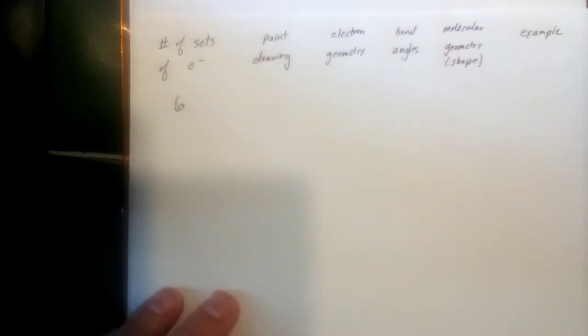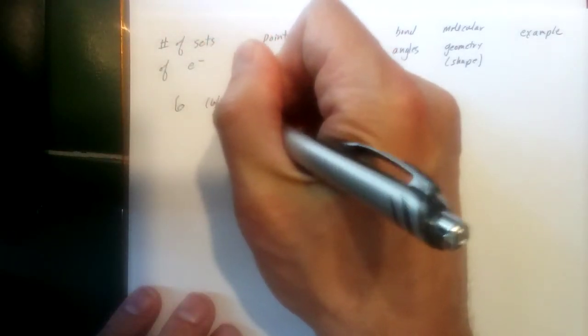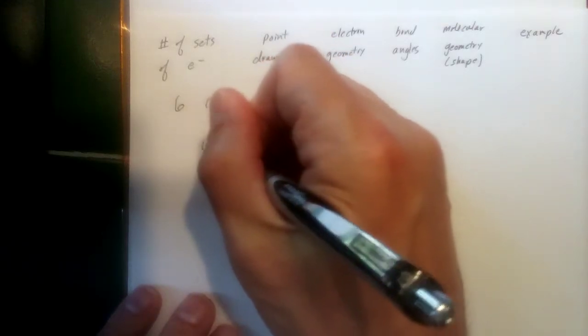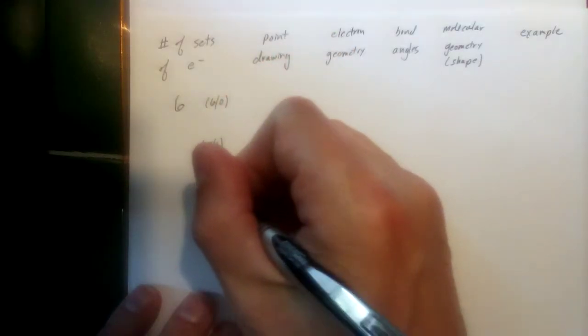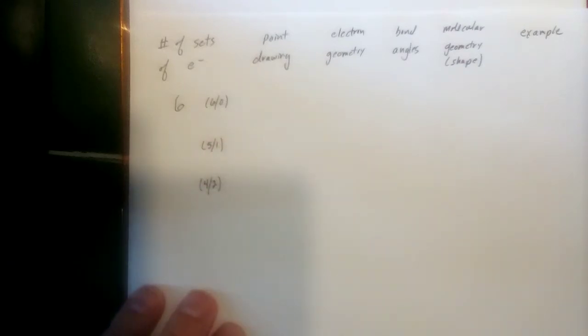So what if there are 6 sets of electrons? There are certainly possibilities here. They could all be bonds, so 6, 0. We could introduce a lone pair, so 5, 1, right? And we should at least consider 4, 2, 4 bonds and 2 sets of non-bonding electrons here.